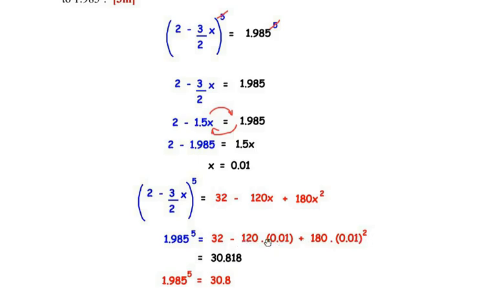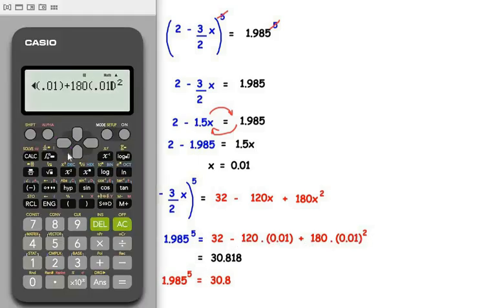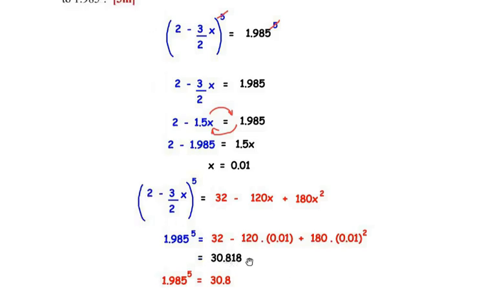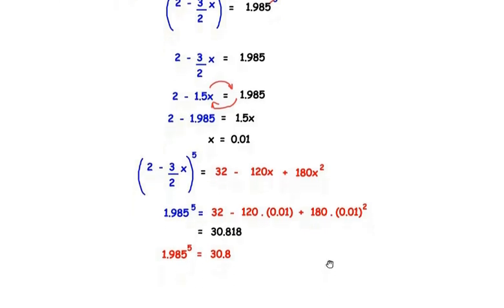So let us see what value this gives us. So this is going to give us the value as 30.818, as we have written it over here, or you can round it off to 3 significant figures, giving us the approximation as 30.8. So this is our answer.